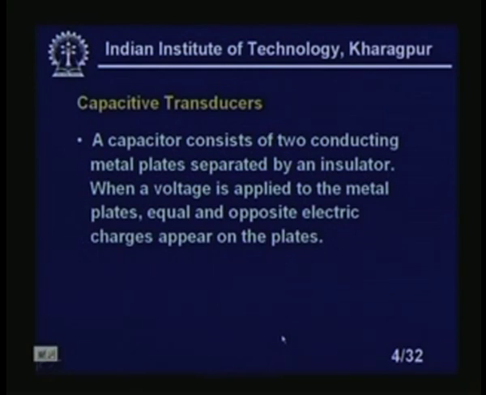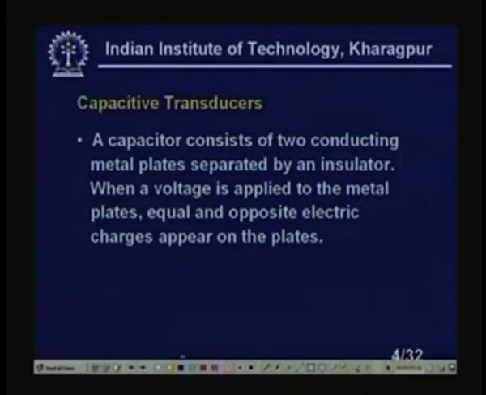Now see the capacitive transducers. A capacitor consists of two conducting metal plates separated by an insulator, right. These metal plates can be either just rectangular plates, very thin rectangular plates, or it can be a cylinder also. It looks like that, you see, it can be just two parallel plates like this one.